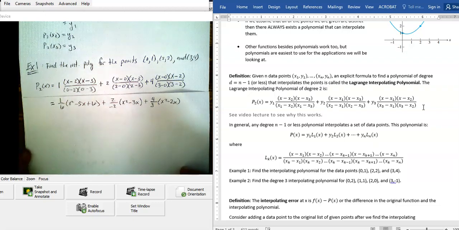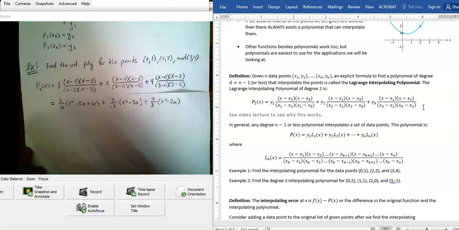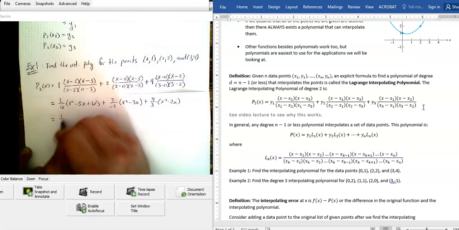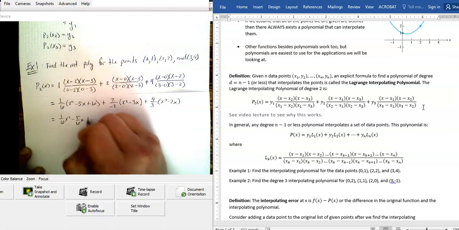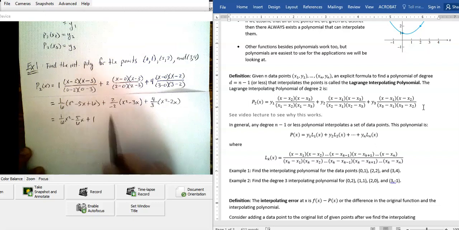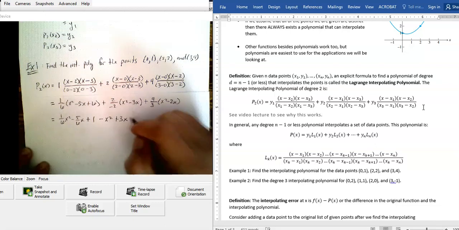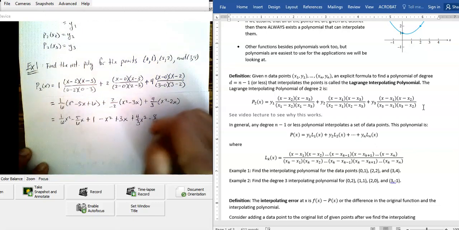Okay. So let's see what we get. So we'll have a 6th x squared minus 5/6 x plus 1. This is negative 1, so minus x squared plus 3x plus 4/3 x squared minus 8/3 x.